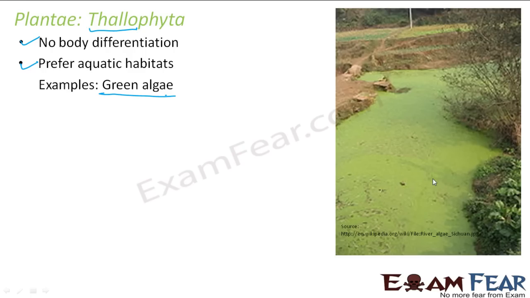The remaining algae, be it green algae or red algae or brown algae, they all fall under the plant kingdom. So please remember this. Algae doesn't mean that all algae will fall under one kingdom. Some algae are Monera, some algae are Protista, and all others are plant.